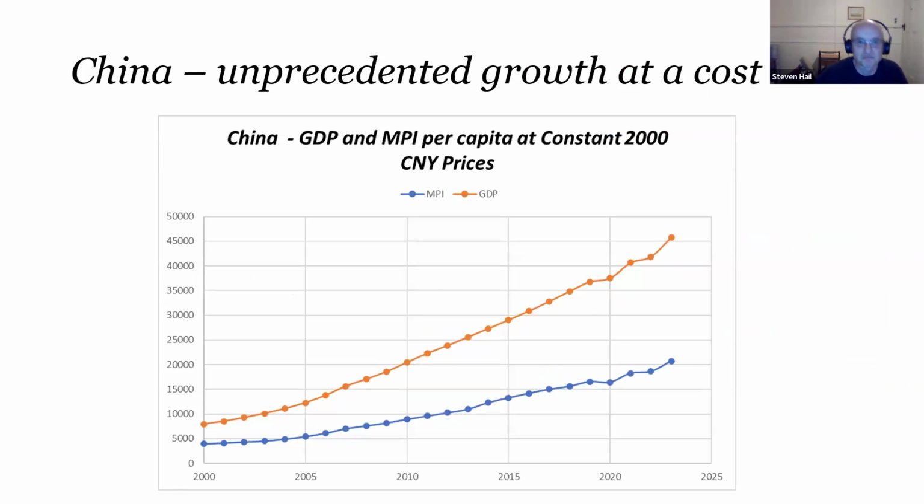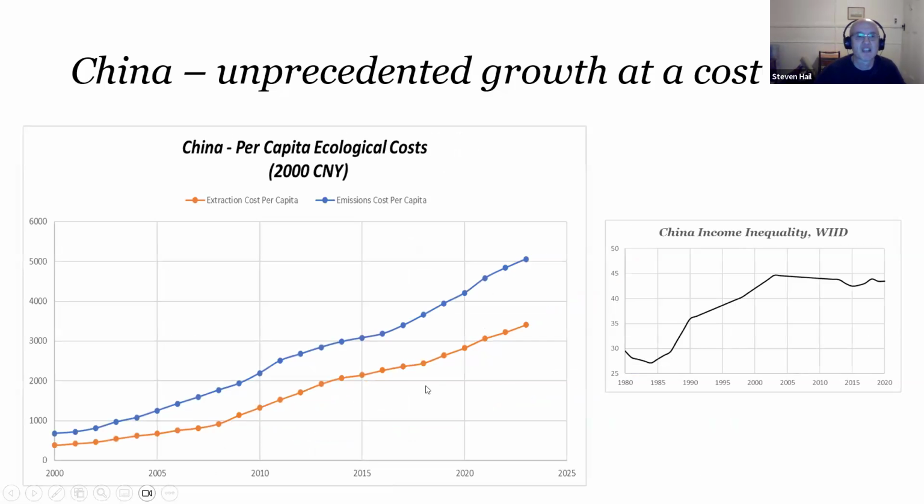What about China? China has had, of course, unprecedented growth, and that growth in real GDP has, to an extent, been reflected in our prosperity indicator. And of course it should do, because it's lifted millions of people out of poverty. But of course, it's been associated with a big increase in ecological costs. Even though China is investing more than everybody else in renewables, the Chinese economy has grown so quickly that while there's been relative decoupling, there's been no absolute decoupling in China.